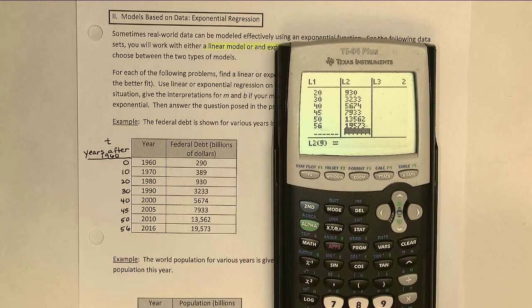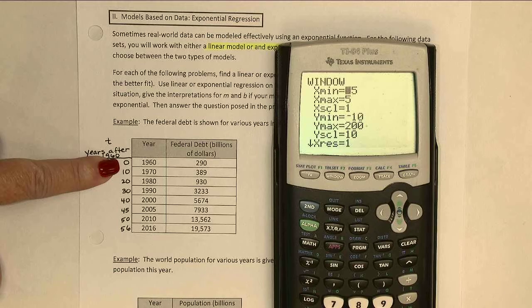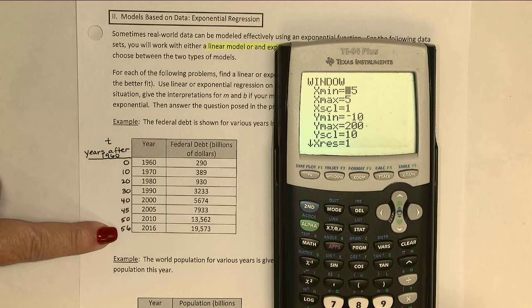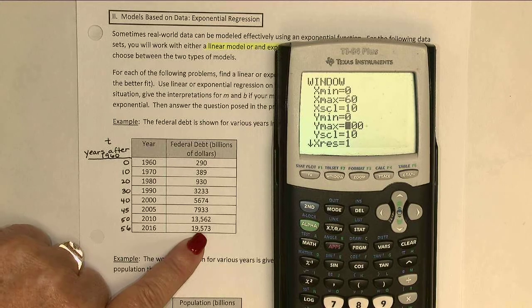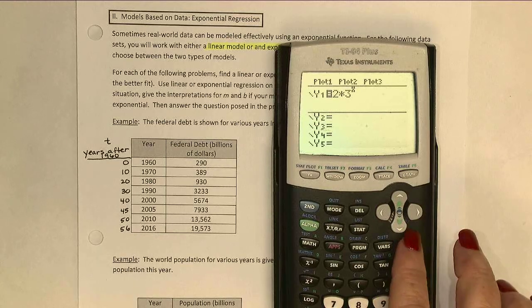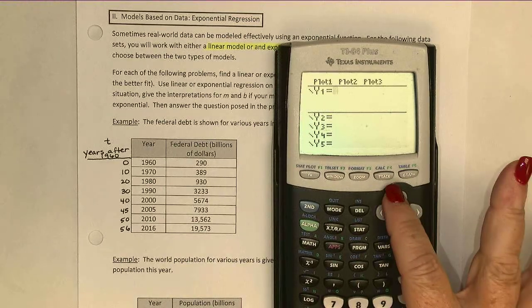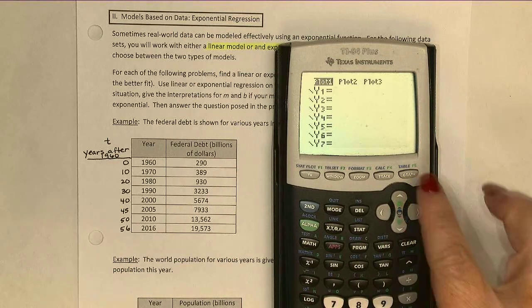And I do want to plot that data. So in my window, my years go from 0 to 56. If I went from 0 to 60, that would cover those, and I'm just going to count by tens. The y values are the debt. Let's go 0 to 20,000, which would cover that, and I'll count by thousands on that axis. In my Y equals, I'm going to clear out my old equation. I don't need that anymore. And I'm going to turn the plot on just by highlighting it and hitting Enter. And then I'm ready to graph.